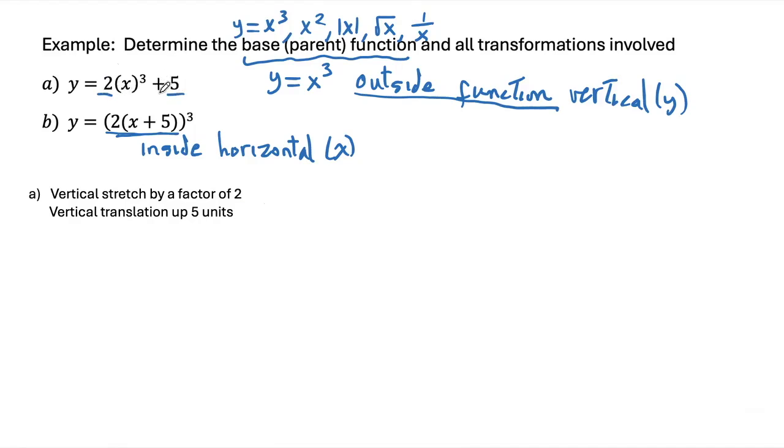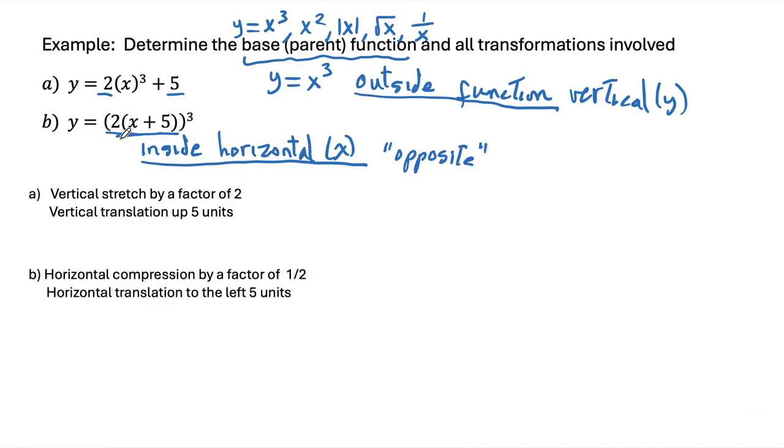That's what happens when you have transformations that are outside of the function. And as you can tell, they're very intuitive. You multiply something by 2, you're stretching it by a factor of 2. You add 5 to them, you're moving them up 5 units. All of this makes sense. For part B, though, everything that's inside of the function, that's going to be impacting the variable x. These will be counterintuitive. You can think of it as it's going to be the opposite of what you think is intuitive. Let's see what I mean by that.